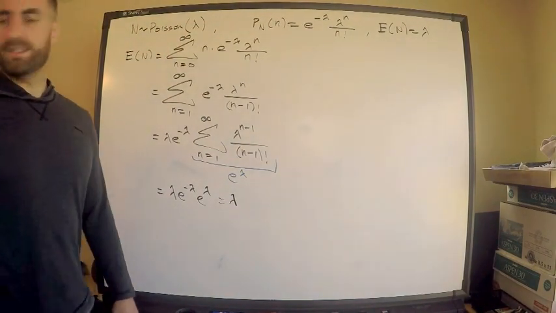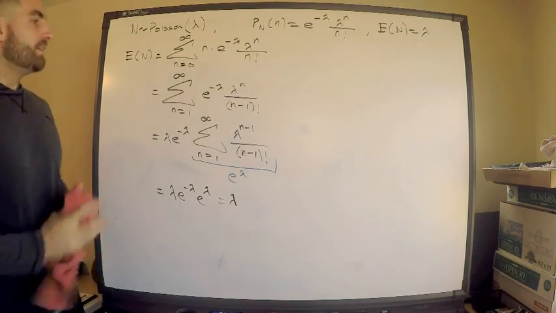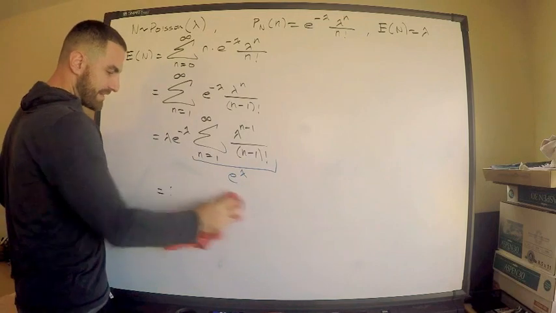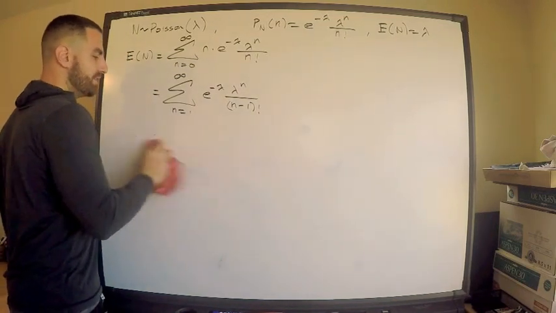So the first moment is lambda. Now, what is the second moment? Because ultimately I want to find the variance of the Poisson distribution.